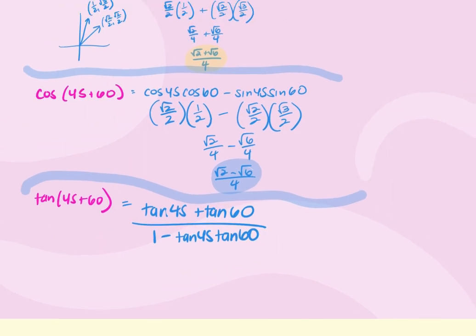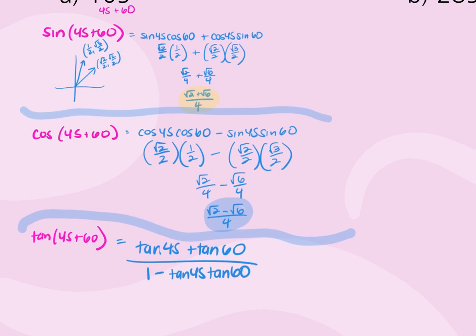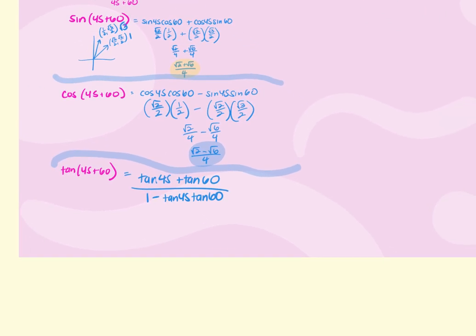Now we got the x, y coordinates, but we didn't add the tangents on. What's the tangent at pi over 4, or 45? 1. And what's the tangent at 60 degrees, or pi over 3? Root 3. So I get 1 plus root 3 over 1 minus, well, it'd be 1 minus 1 times root 3. And I get 1 plus root 3 over 1 minus root 3.